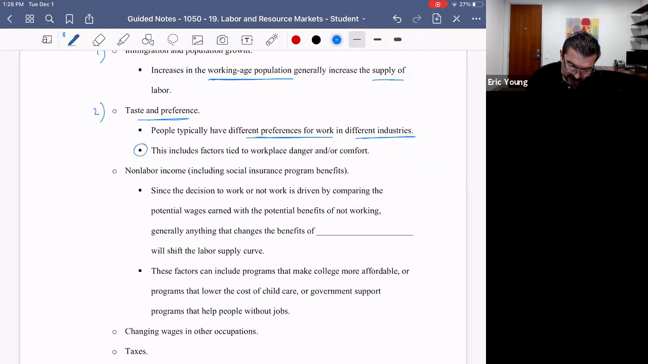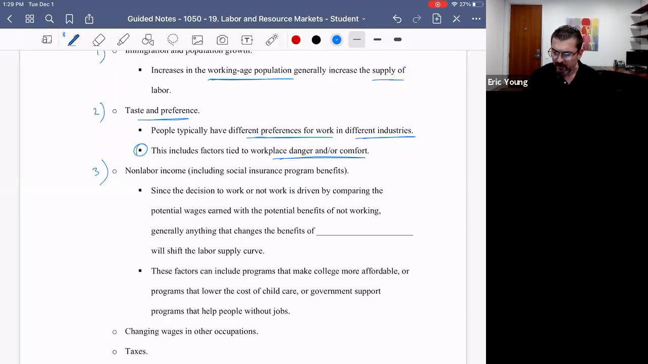Note also, and kind of critically, that this includes things that are tied to, let's say, workplace danger or comfort. The reality is not all jobs are equal. Some jobs are more comfortable than others, and some jobs are riskier than others. And an individual's taste and preference and risk threshold will oftentimes dictate what jobs they move into. And that's going to have corresponding impacts on shifts in the supply curve in that labor market and subsequently on wages.